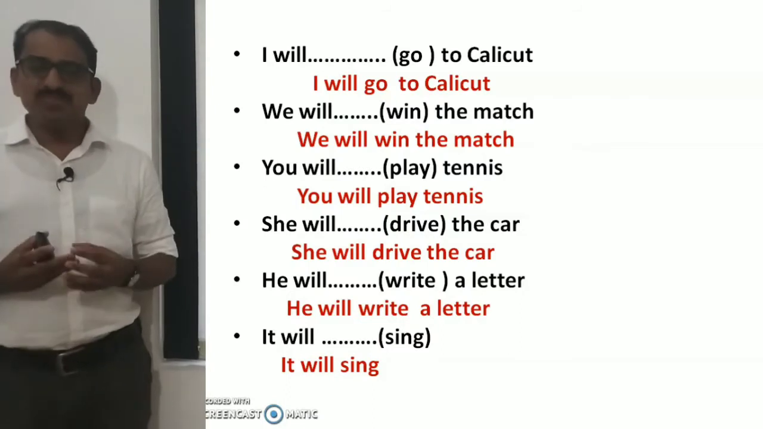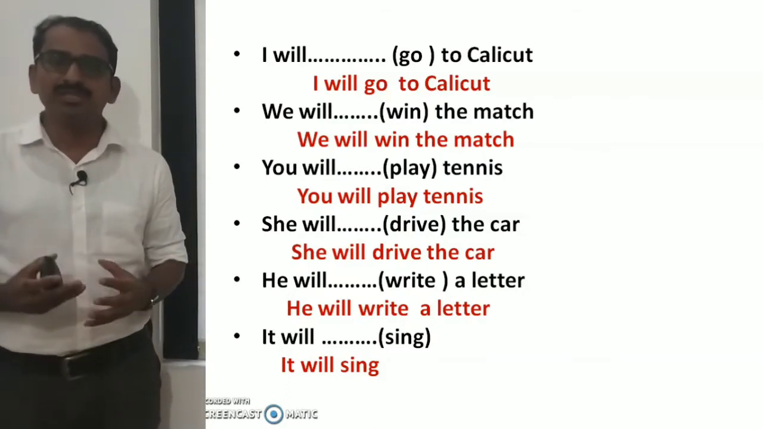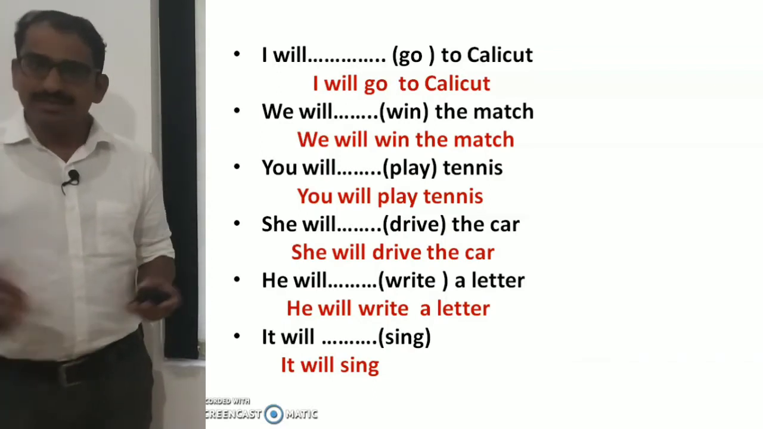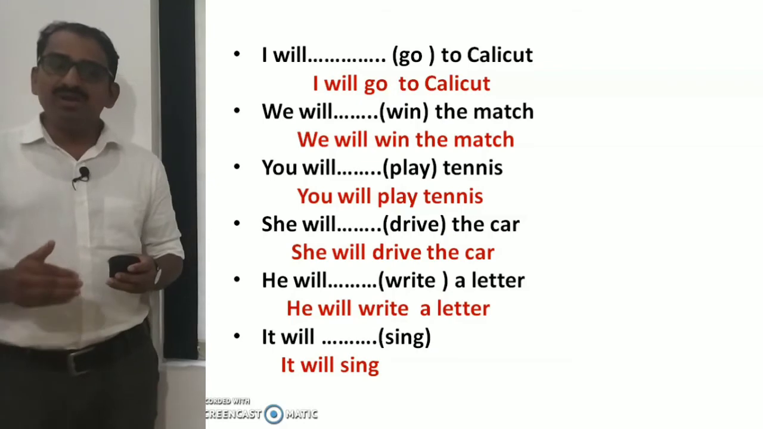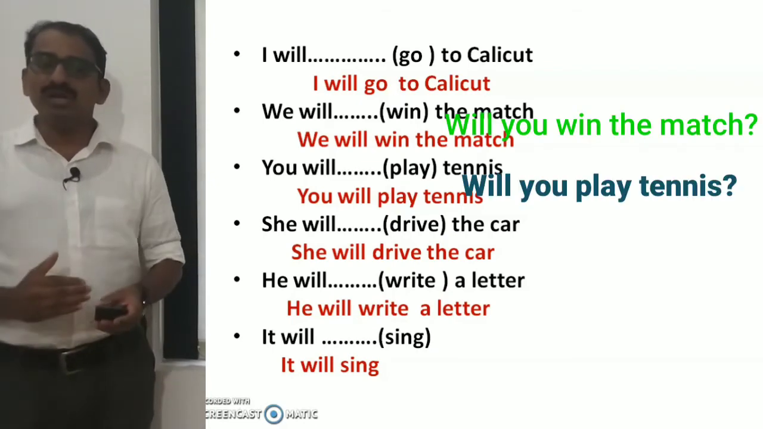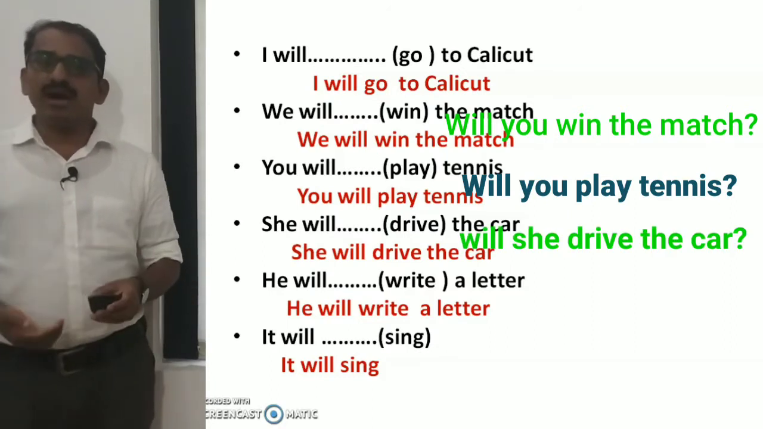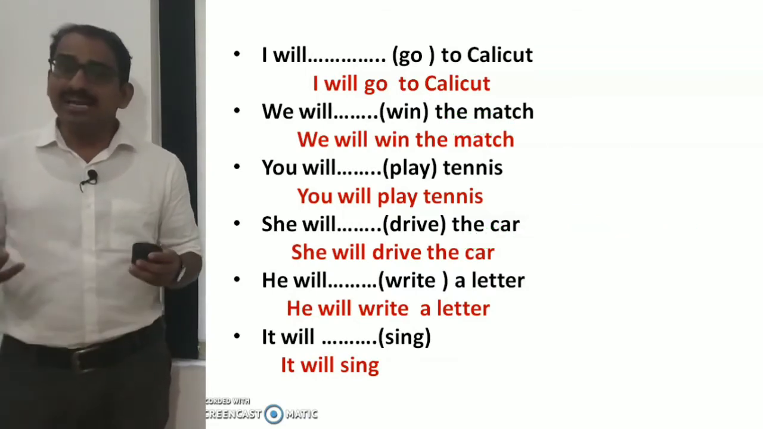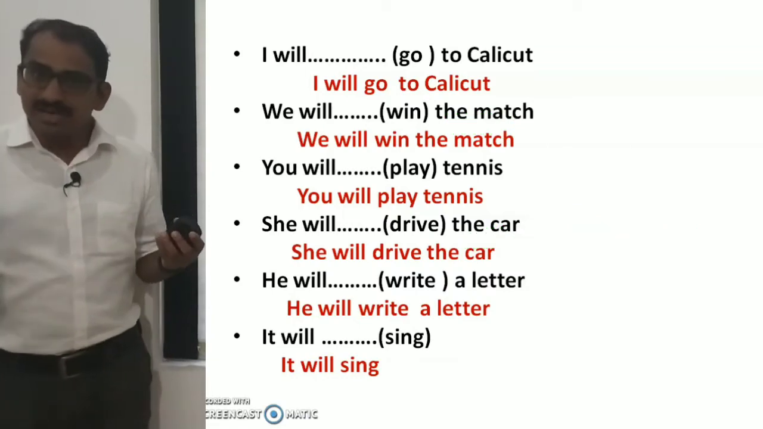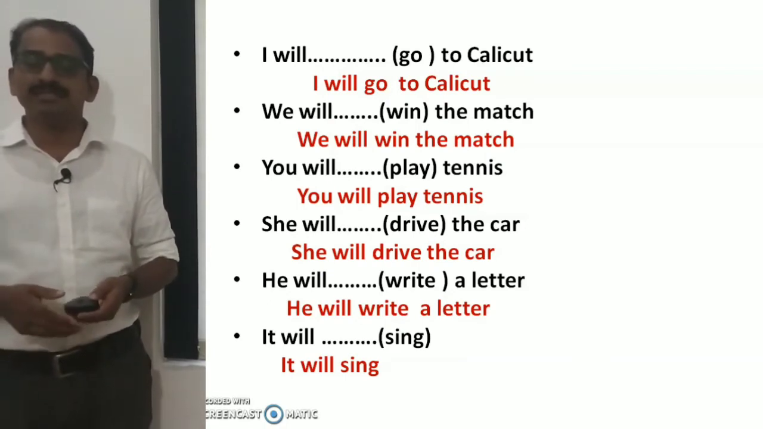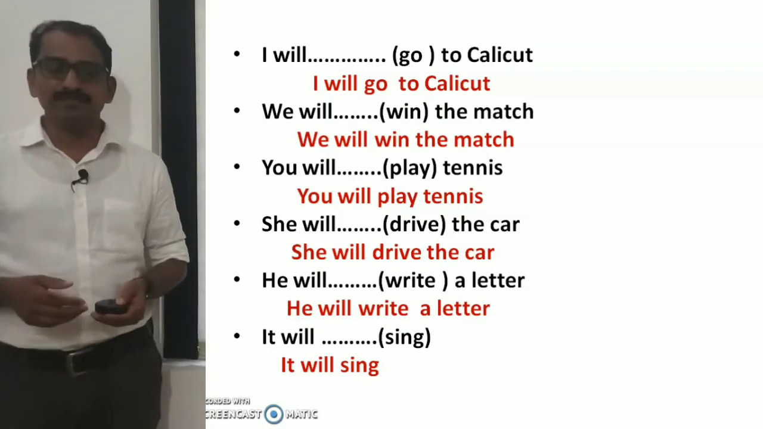Likewise, you can make questions as well. How to make questions? To make questions, you have to bring the will to the subject position. I will go to Calicut. Will you go to Calicut? We will win the match. Will you win the match? You will play tennis. Will you play tennis? She will drive the car. Will she drive the car? He will write a letter. Will he write a letter? To make a question, bring the auxiliary to the subject position in English sentences.